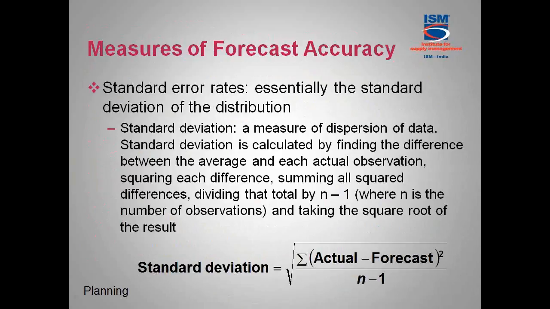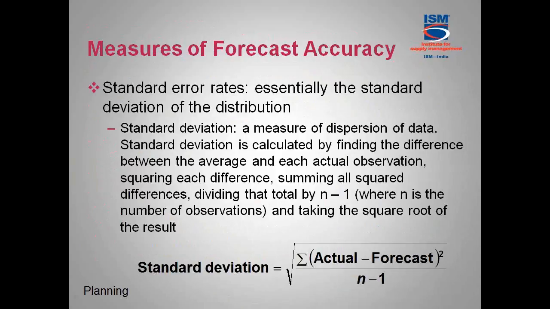Now, what is the standard deviation? It is a measure of dispersion of data. Standard deviation is calculated by finding the difference between the average and each actual observation, squaring each difference, summing all the squared differences, and dividing by n minus 1, where n is the number of observations. Suppose the number of observations is 15. So what is my standard deviation? Actual minus forecast, we take the square of that, and the summation over all 15 observations divided by 15 minus 1. Right?